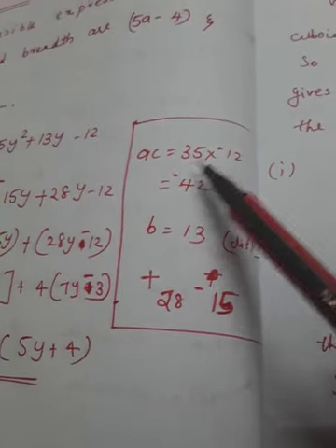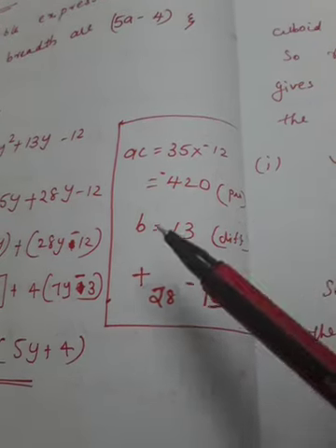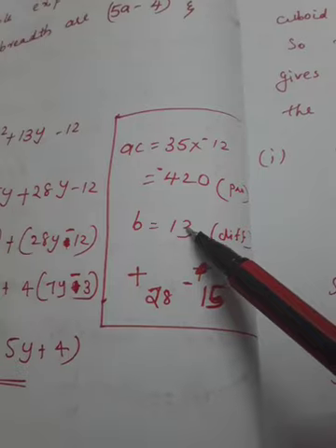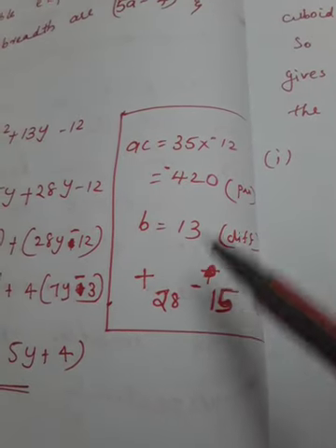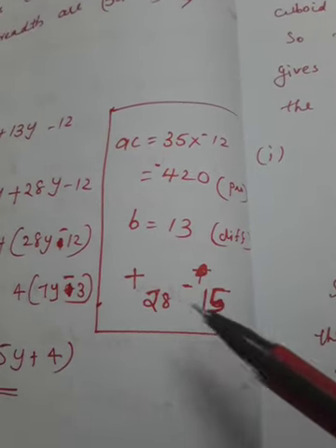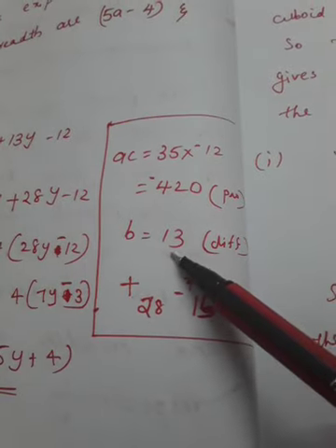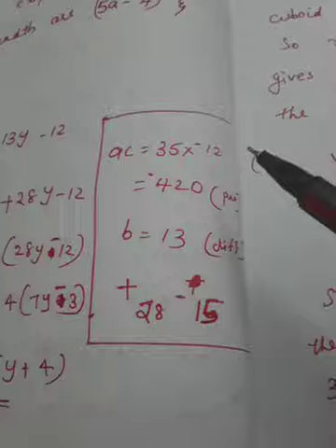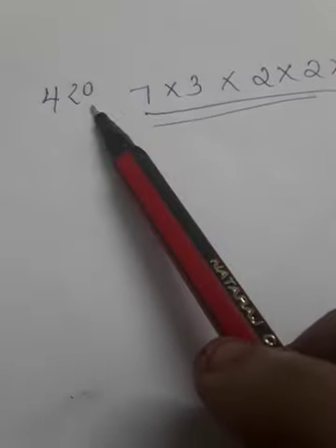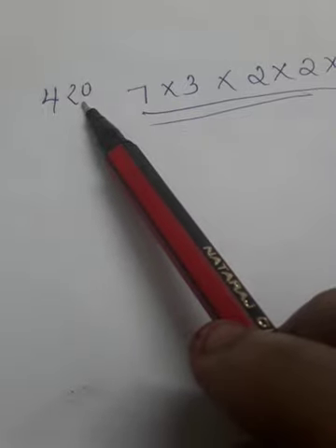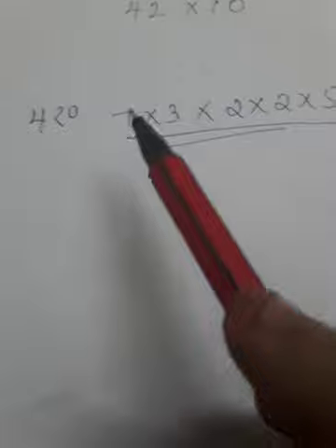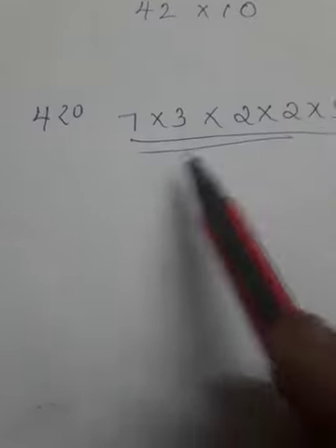So, AC is 35 into negative 12, that is negative 420. B is positive 13. So we know that one is positive, the other is negative. The biggest will be positive, the smallest will be negative. This 13 is actually the difference of two numbers. The product will be 420. Now how can we find the factors of 420? Product 420 and difference 13, that we need to get.